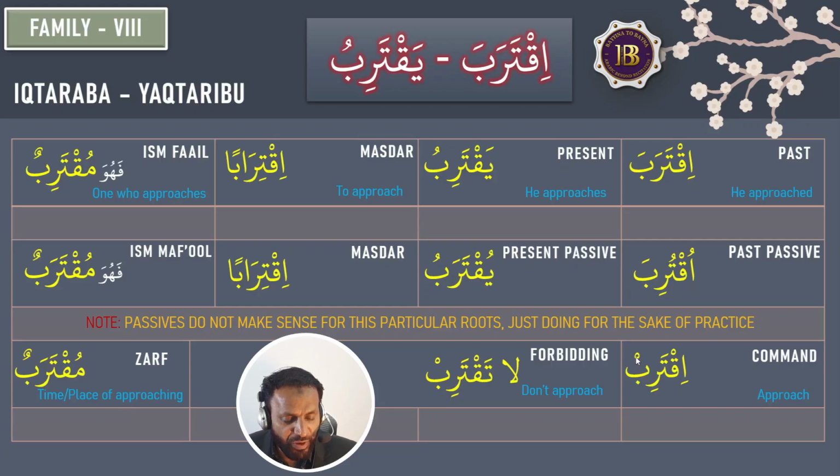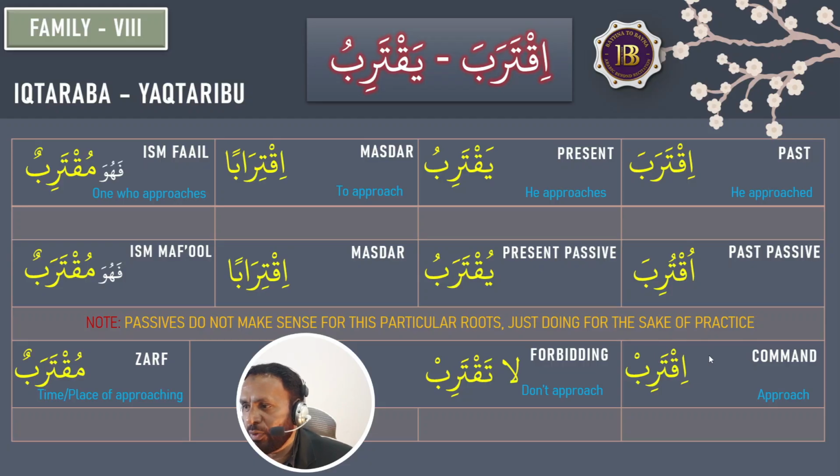So this is made from the root letters of near, but it's not being near. It is approaching, it's an action. It is not a state. State is being near. So if I have a car beside me, I say the car is near to me. And if a car is coming towards me, the car is approaching me. That is an action of coming near. This is already near. So that is the difference between Qarib and Iktaraba. Okay.